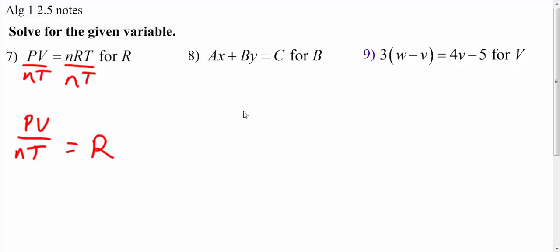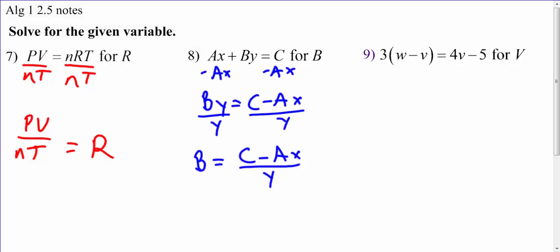As a matter of fact, why don't you pause the video again and you do number 2, and then we'll do number 3 together. Okay, you can see what I did on number 8 now. Subtract ax, that got the by term by itself, and then divided by y because we were trying to solve for b. All right, one more, number 9, and I found a small error on my problem. This v right here should be lowercase. I'm not sure that'll bother you, but it bothers me, so I'm going to fix it. All right, here we go.